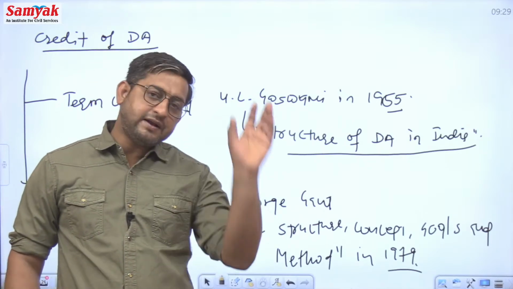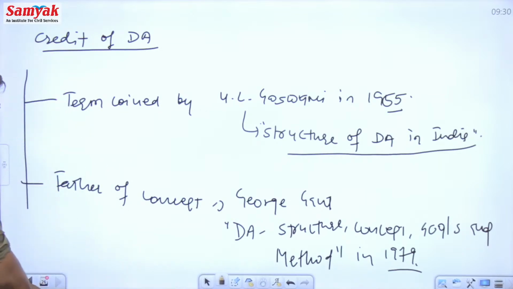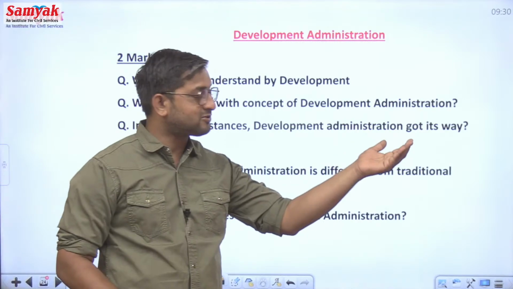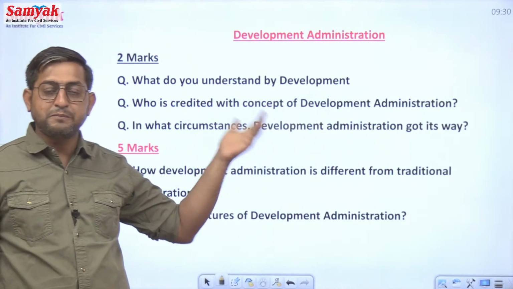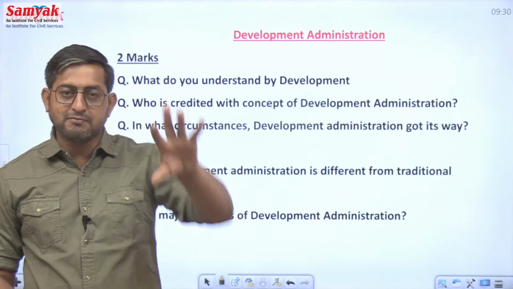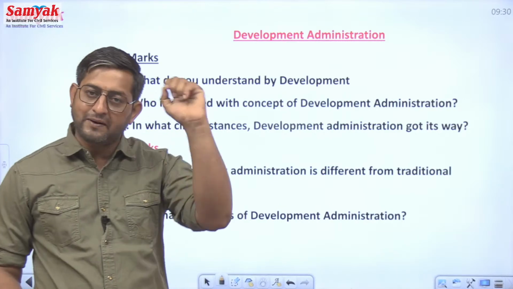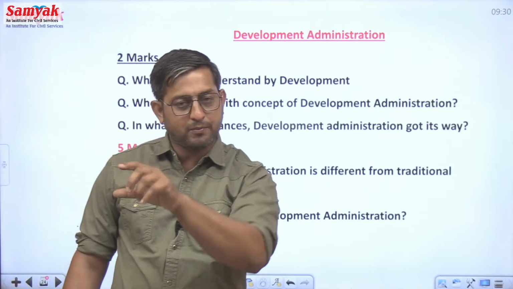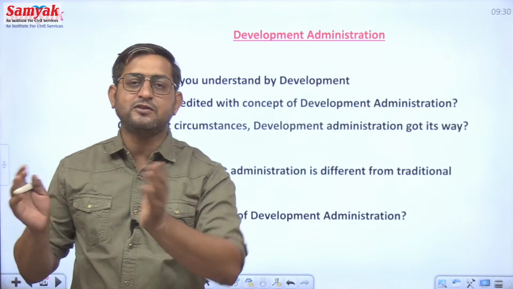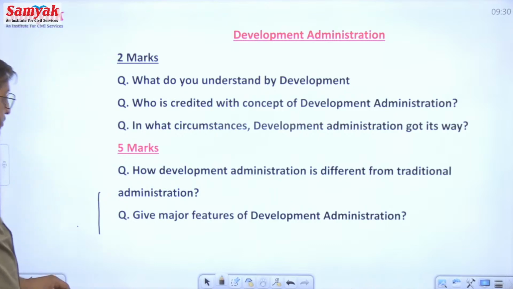Now comes the question that in what circumstances this particular development administration was evolved, or we have a question in what circumstances development administration got its way. Though this question has been put in the 2 marker, but we need to understand this question from the perspective of the 5 marker basically. 2 marker में तो आपको only 2 marker और 5 marker में difference क्या आएगा? 2 marker में आपको only जो अभी अपने headings लिखेंगे वो लिखनी है, और 5 marker में आपको heading के साथ थोड़ा सा उसका brief explanation भी देना है. तो पहले अपने इस क्वेश्चन को टैकल कर लेते हैं.